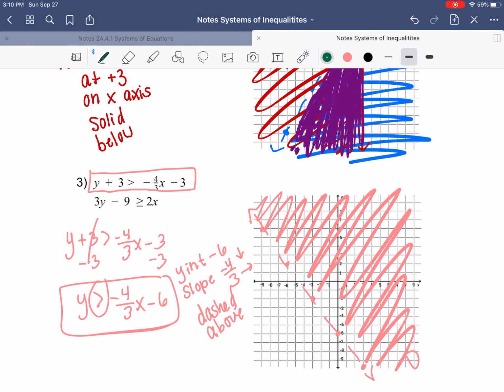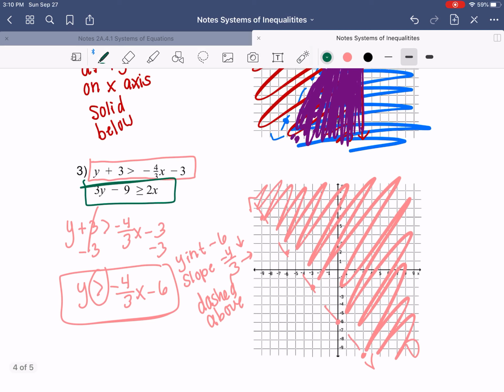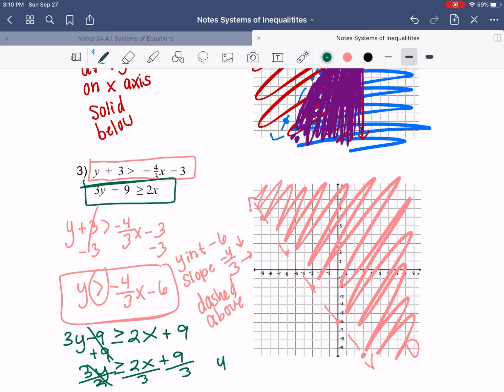Next up, I have 3y - 9 is greater than or equal to 2x. All right, so it has to be in slope-intercept form, so I've got to rearrange it. I don't have a ton of room over here. All right, I need my y by itself, so I'm going to add 9 on both sides. I get 3y is greater than or equal to 2x + 9. And I'm going to divide everything by 3. So now I have y is greater than or equal to 2/3 x + 3.